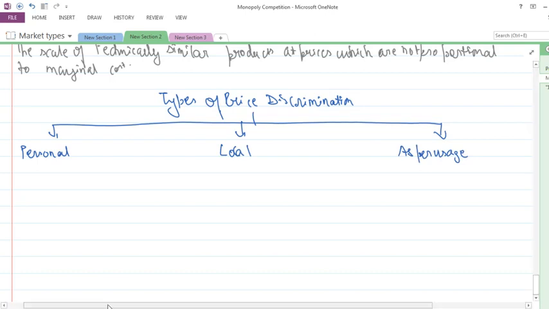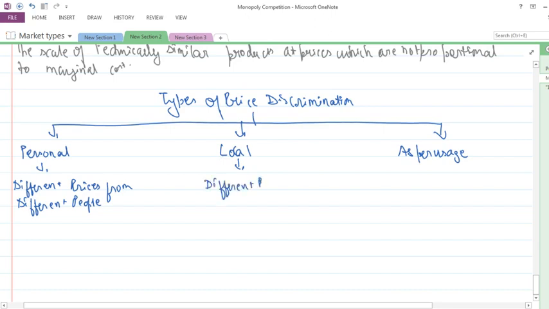So price discrimination is personal when the seller charges different prices from different people, different persons or different buyers. On the other hand, price discrimination is local when the seller charges different prices for different localities. And price discrimination as per usage can be defined as charging a different price for different uses.